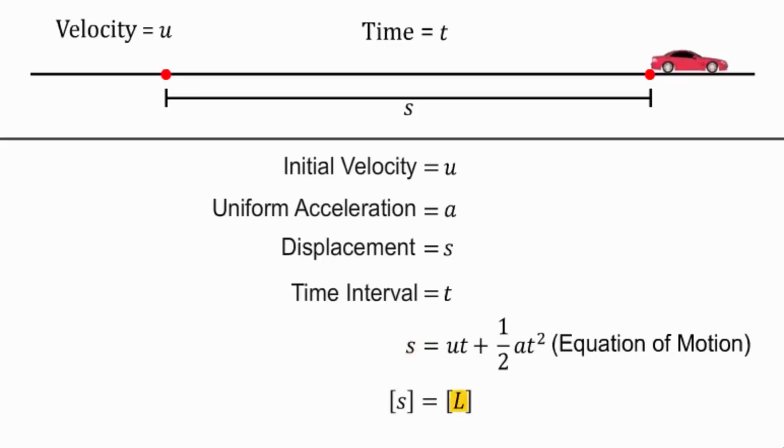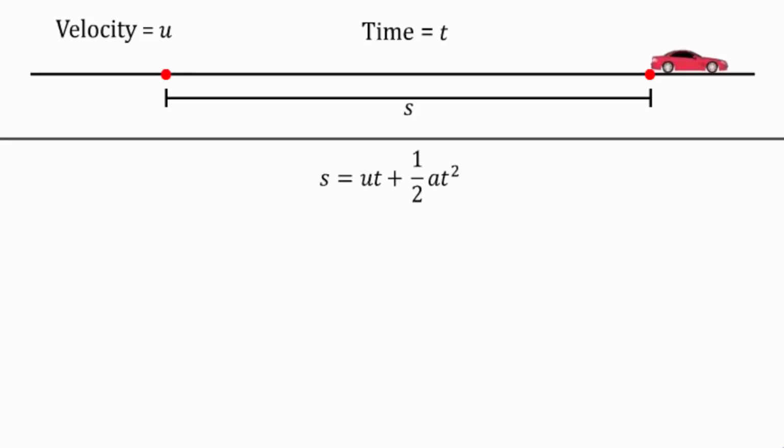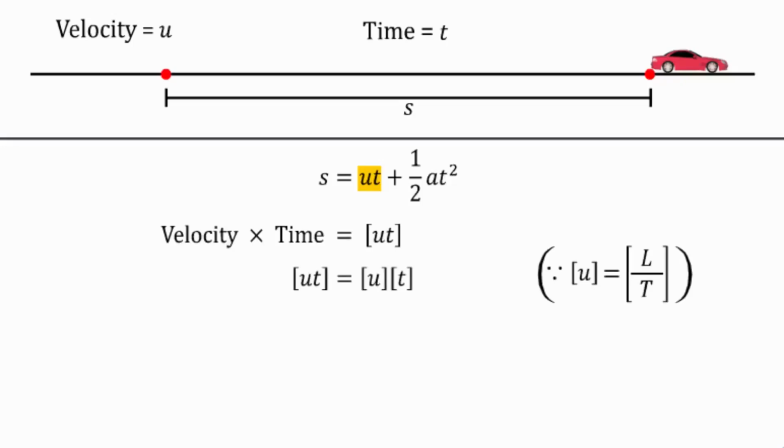On the right-hand side of the equation, we have 2 terms, each involving the product of 2 different quantities. The first is ut and the second is half at square. When the magnitudes of 2 or more physical quantities are multiplied, their dimensions are also treated in the same manner as done with ordinary algebraic symbols. In this case, the first term is the product of velocity and time. The product of the dimensions of these quantities is LT power minus 1 into T, as shown. On simplification, we get L.